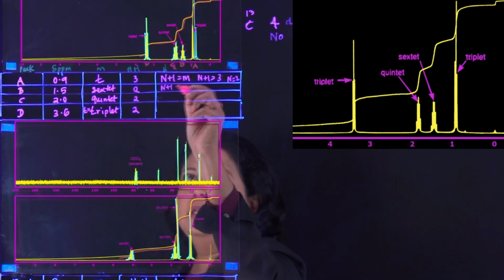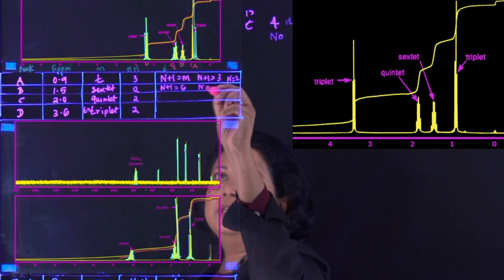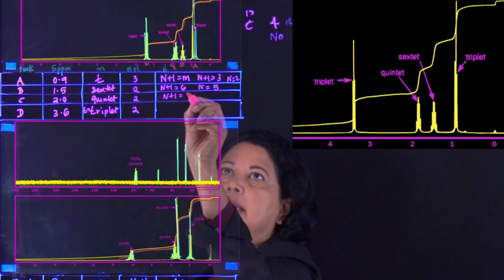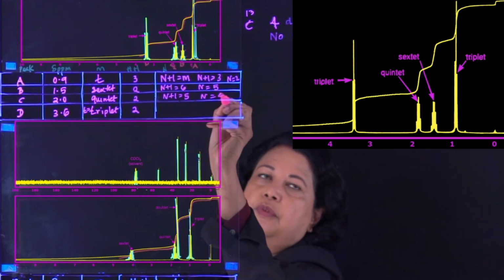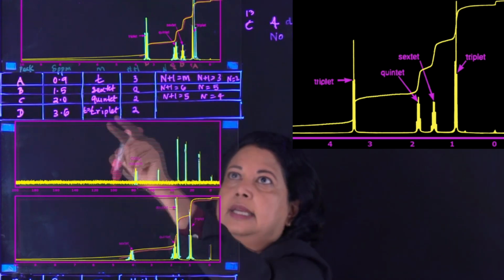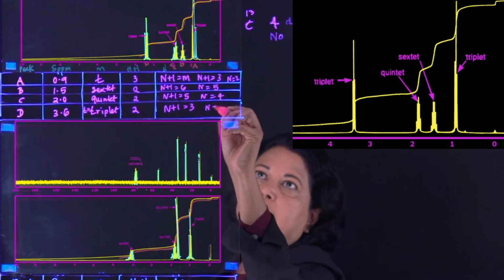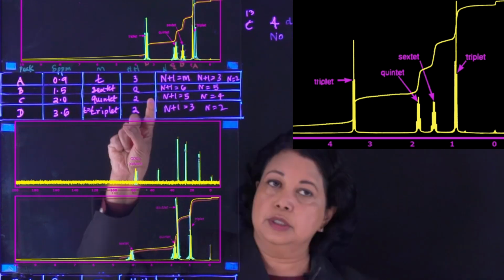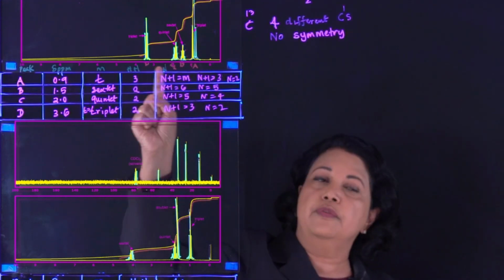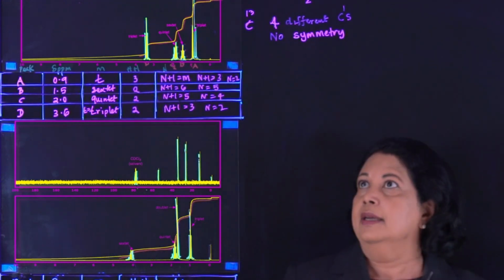Sextet, n plus 1 is 6. Therefore, n is going to be 5. Quintet, n plus 1 is 5, so n is going to be 4. So 4 neighbors, 5 neighbors, 2 neighbors, and this guy is a triplet. n plus 1 is 3. Therefore, n is 2. This guy's got 2 neighbors. So: 2 hydrogens, 4 neighbors. 2 hydrogens, 5 neighbors. 3 hydrogens with 2 neighbors.